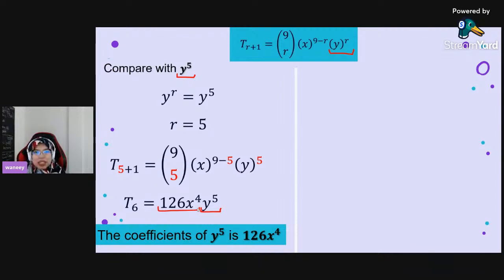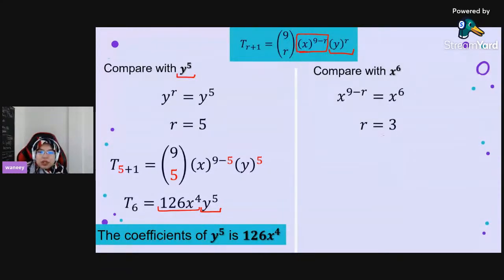Now another one is x to the power of 6. So we are going to compare the term with x with x to the power of 6. So x to the power of 9 minus r is x to the power of 6. We have a similar base, so we can easily compare the index. So r is equal to 3. If you cannot see how, 9 minus r is equal to 6. Bring this to the right hand side, so we get 9 minus 6 equal to r. So r must be equal to 3.